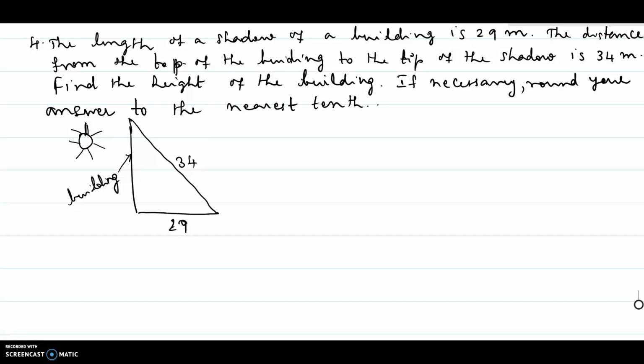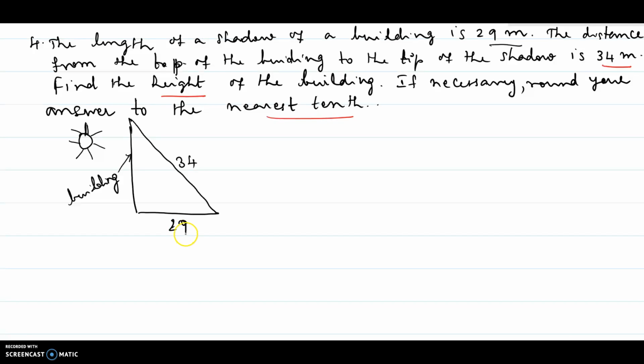Hi, in this video, I will be showing you problem number 4 from practice exam 3 on chapter 6 and 7. The length of a shadow of a building is 29 meters. The distance from the top of the building to the tip of the shadow is 34 meters. Find the height of the building. If necessary, round your answer to the nearest tenth. The picture is shown here.